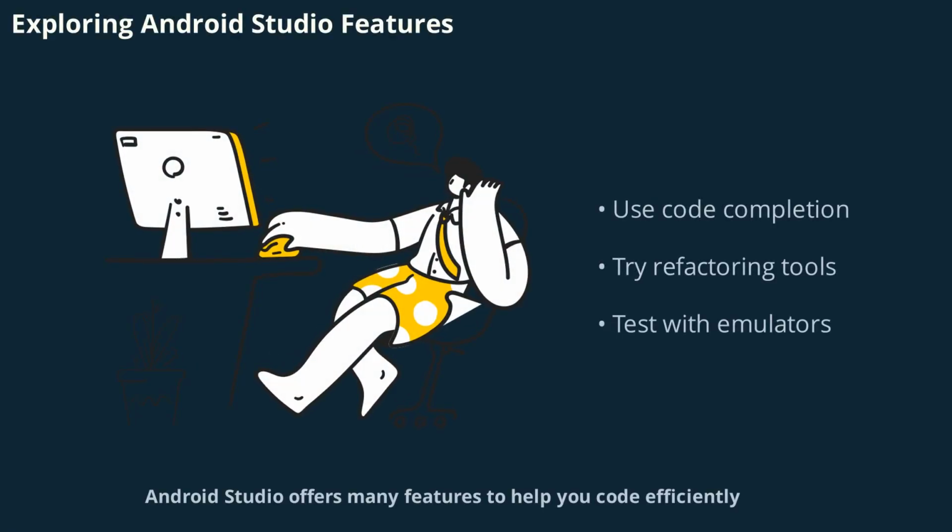Android Studio offers many features to help you code efficiently, such as code completion, refactoring tools, and built-in emulators. Take time to explore these tools. They can speed up your workflow and help you catch errors early. Familiarity with your development environment is key to productive coding.